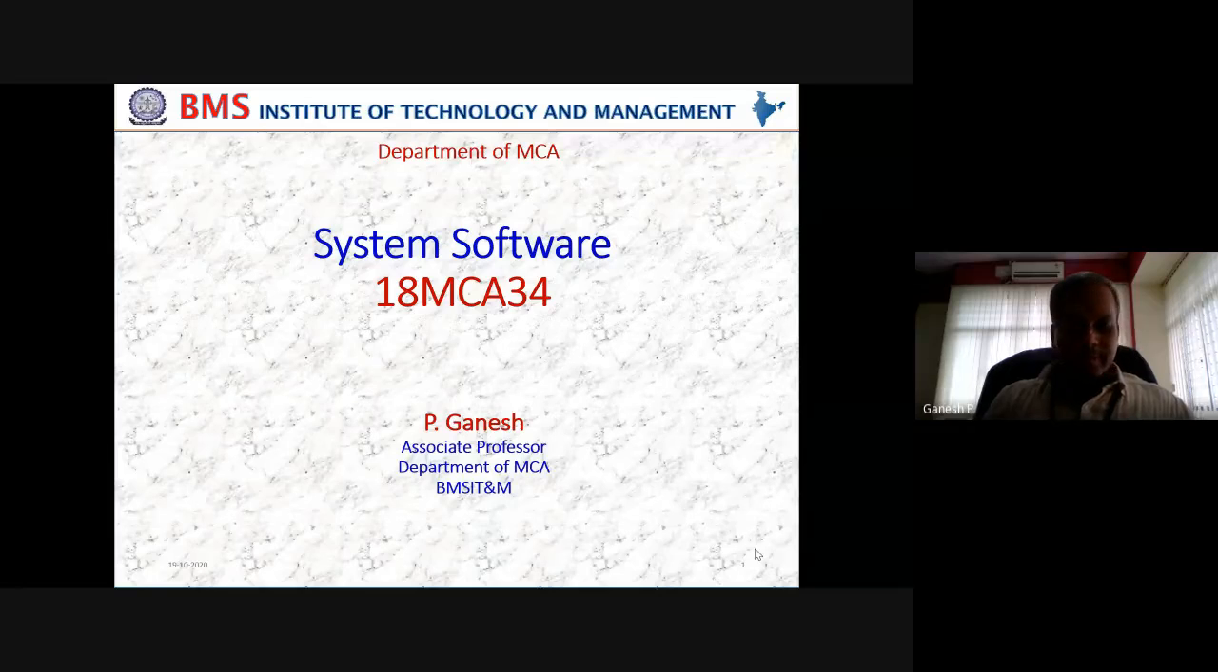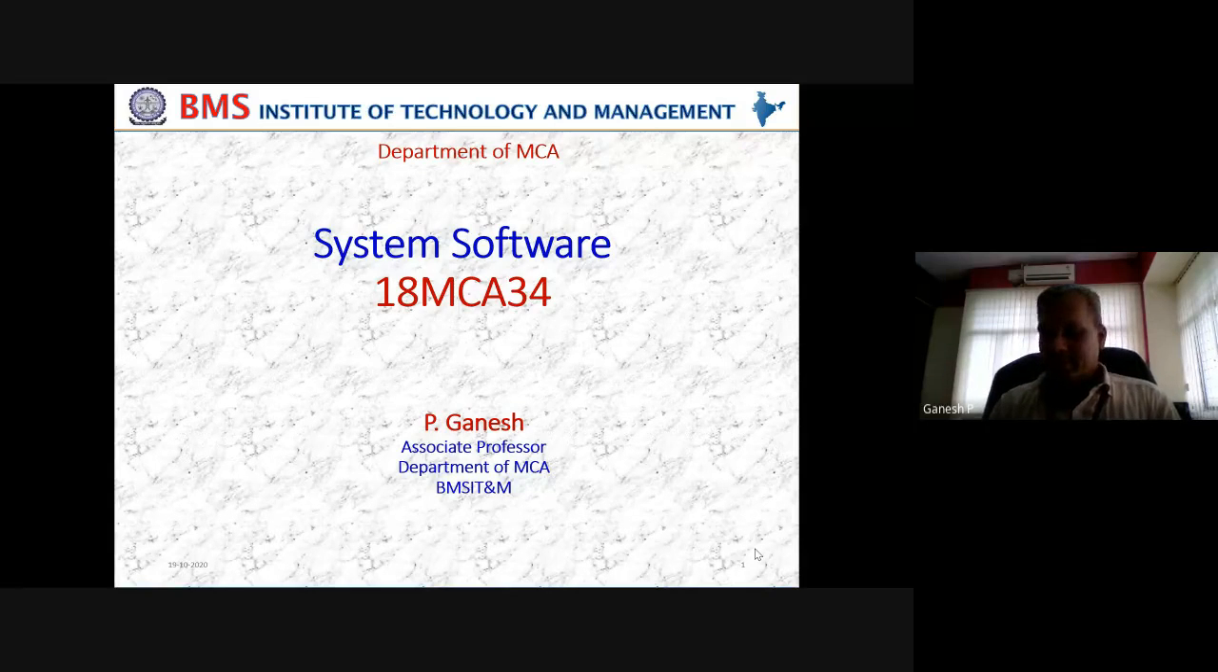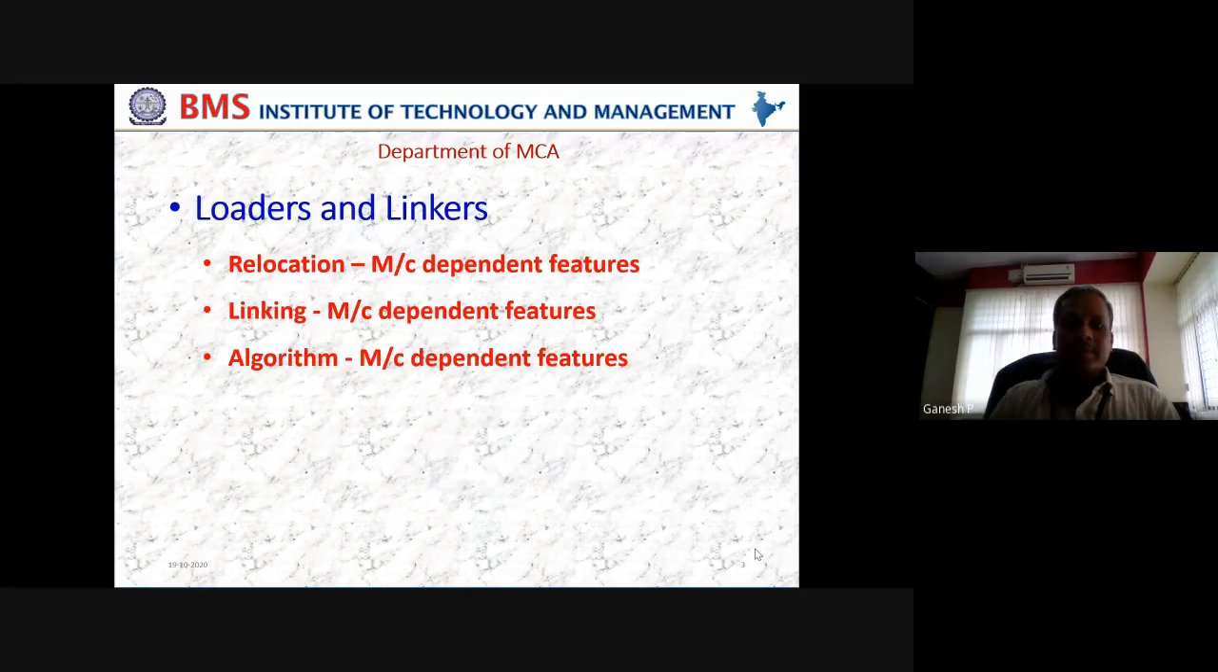So welcome to the second topic of machine dependent loader features. In the previous class, we discussed program relocation. Now let us look at program linking. If you recall, there are four functions of a loader: memory allocation, program linking, program relocation, and program loading into the memory.